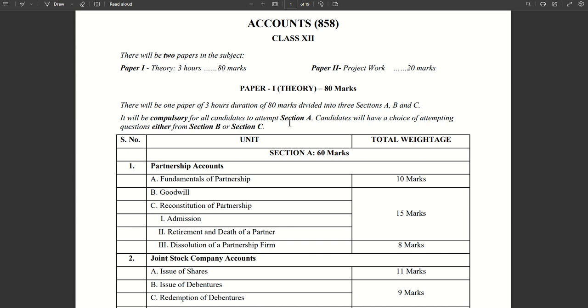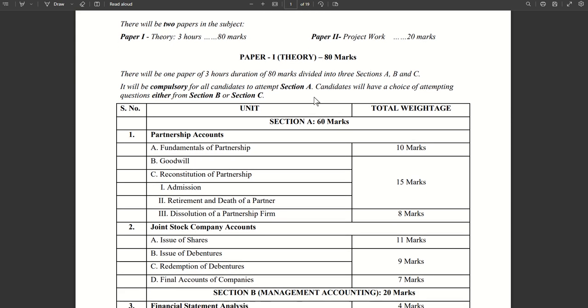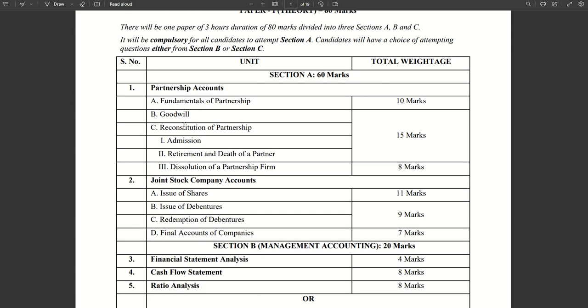So without further ado, let's get started and understand the marks distribution from each of the chapters for this 80 marks paper that we will be appearing for. This is a 3 hours paper as you know. The entire paper will be distributed into three sections, section A, B and C, where section A is compulsory and we have to attempt either of section B or C. Mostly it is section B, which is management accounting, followed in most of the schools. Let's see what is the marks distribution that we have.